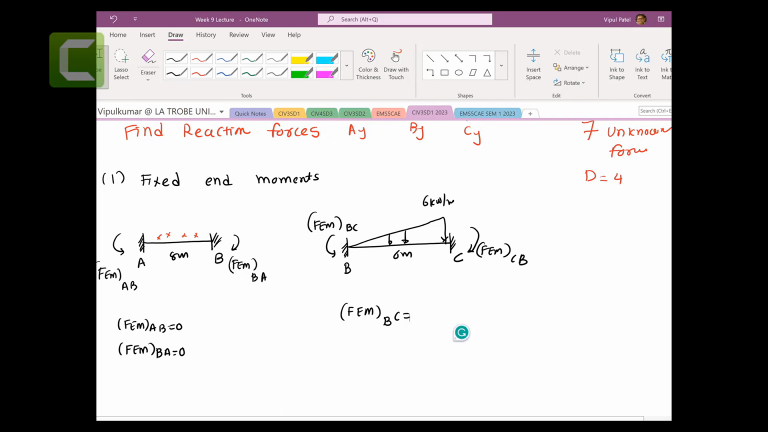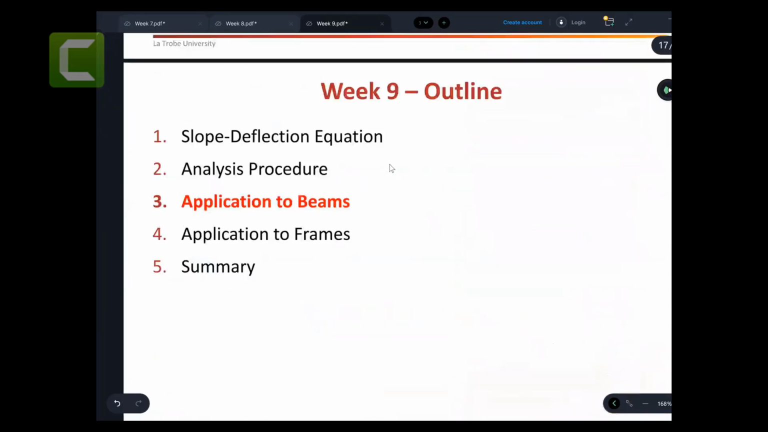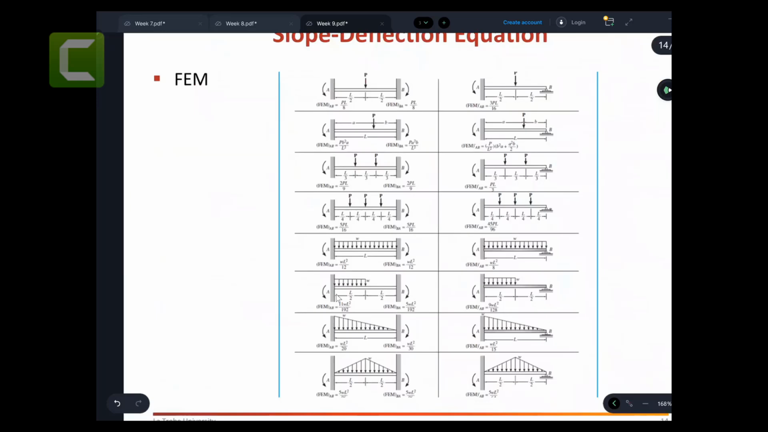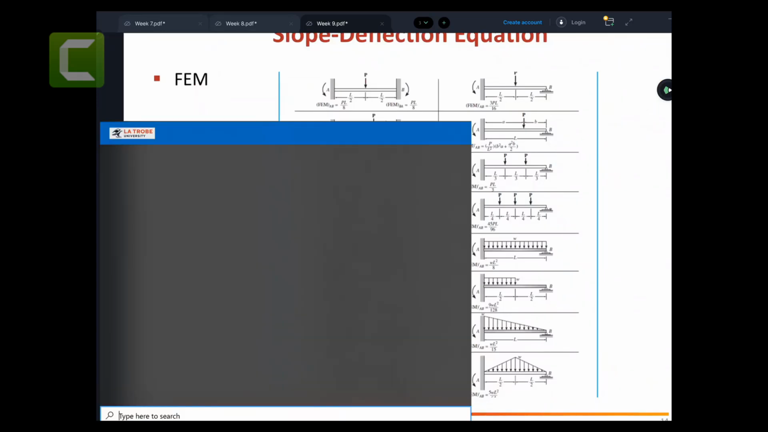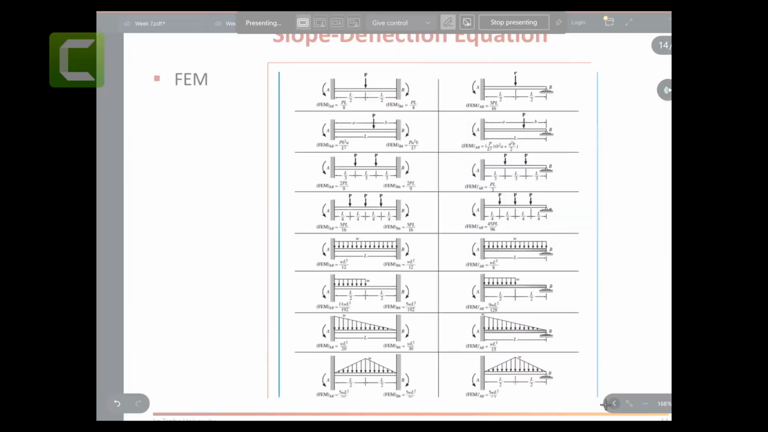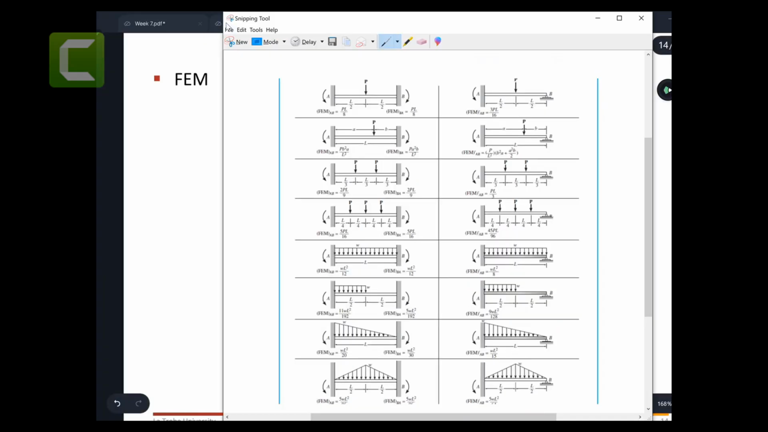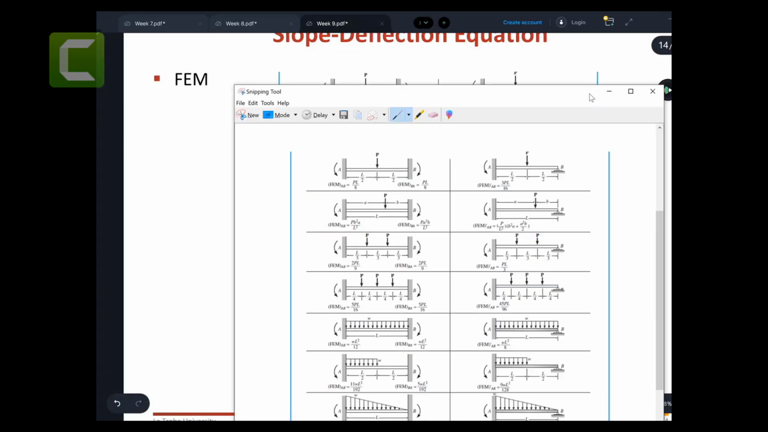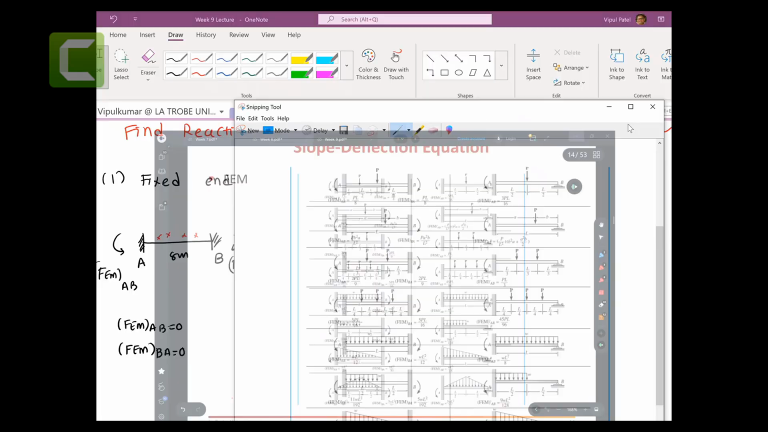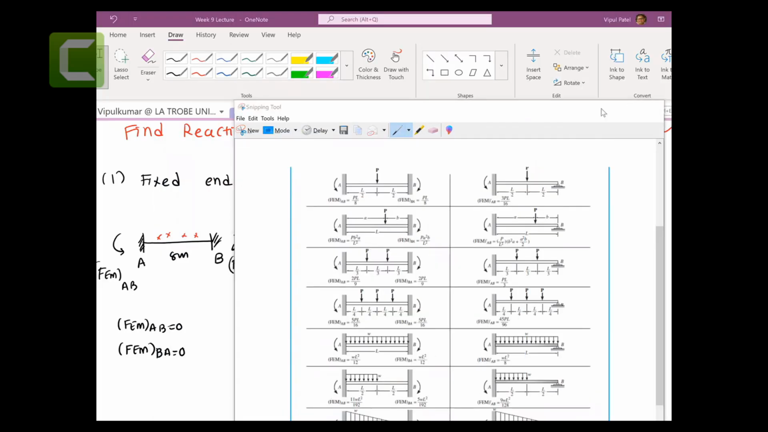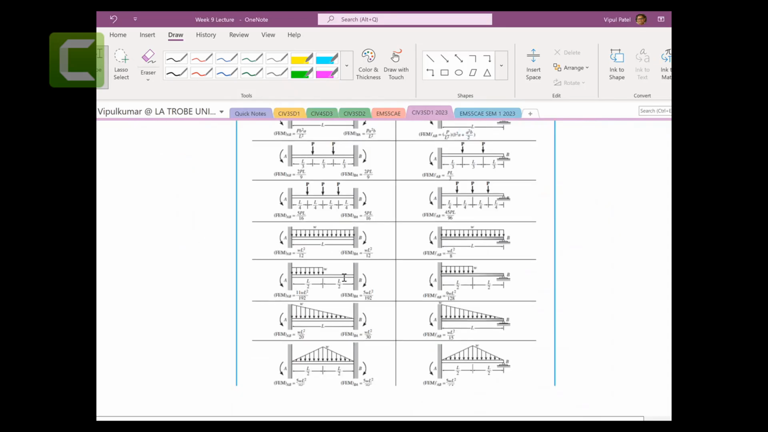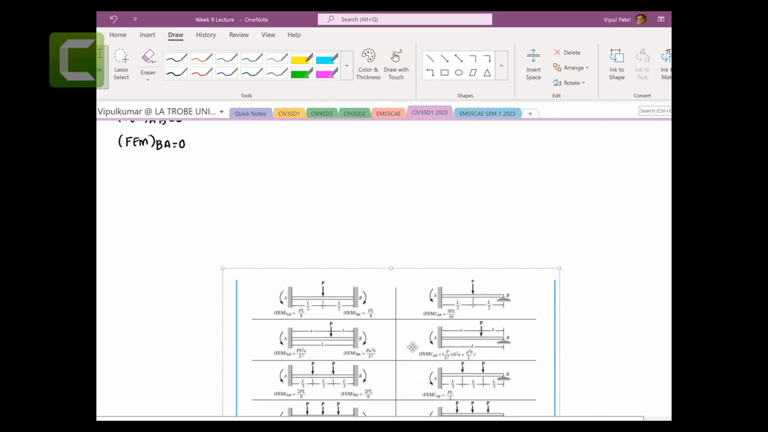Now we can go back to our lecture notes and get these tables. Where are the tables? Here you go. These tables are going to be useful. You can use these tables in your assignments or in the final exams. You don't need to remember these tables. So edit, copy, and let's take this one over here.